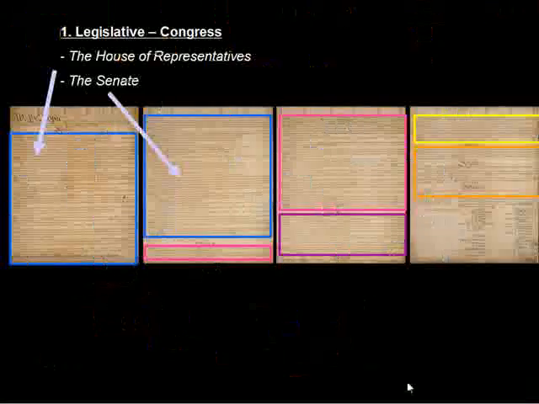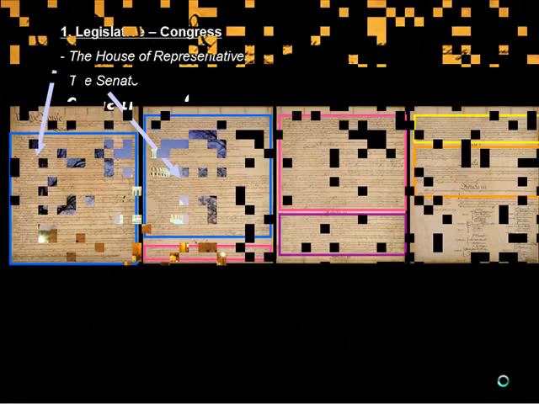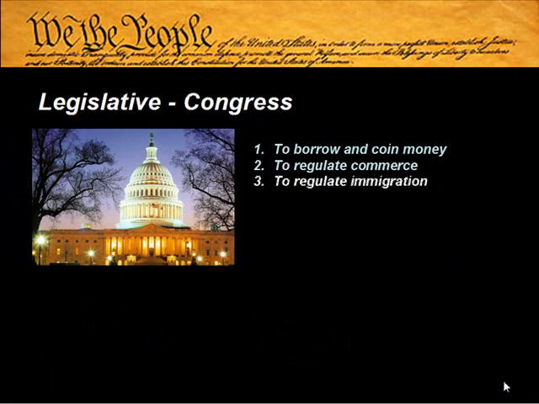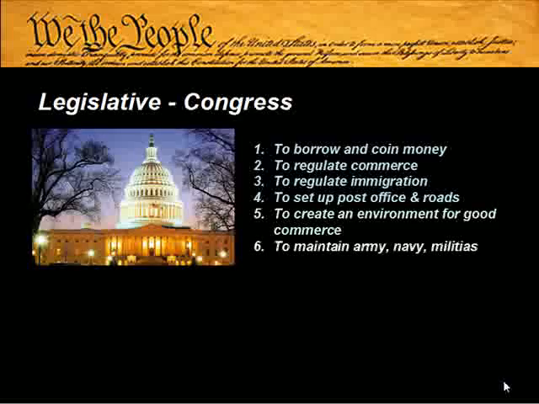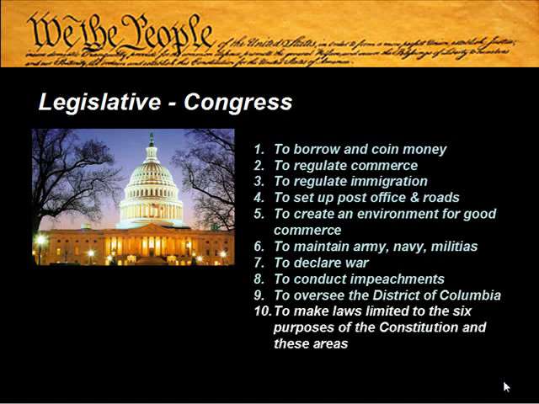And as we've already said, Congress has the most space dedicated in the Constitution for describing its roles and activities. And here are some of them. They're to borrow and coin money, to regulate commerce, to regulate immigration, to set up the post office and roads, to create an environment for good commerce, to maintain Army, Navy, and militias, to declare war, to conduct impeachments, to oversee the District of Columbia, and to make laws limited to the 6 purposes of the Constitution and these areas above.